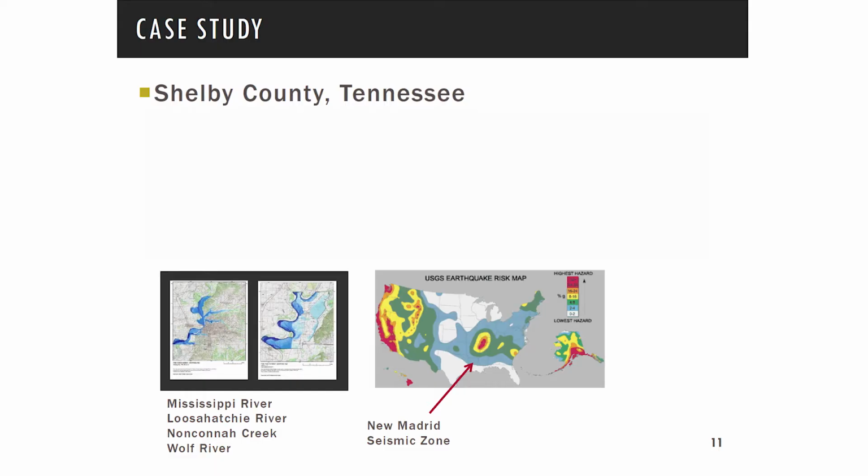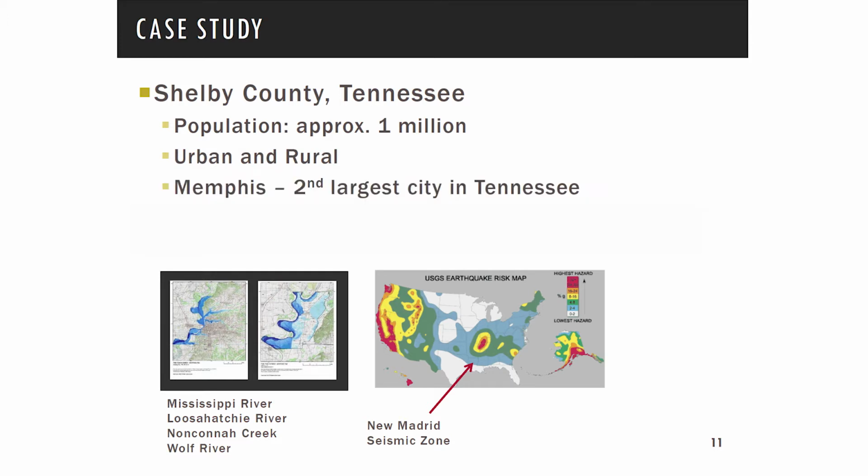The case study that I'm going to use with the models that I'll present today is focused on an area in Tennessee called Shelby County. It has a population of approximately 1 million, and it has an interesting mix of urban and rural areas. Memphis is there, which is the second largest city in Tennessee, and there are a lot of other smaller towns that are quite rural. The concern for Shelby County is mostly related to earthquakes, floods, and storms because of its location and because of the many rivers that flow through the county.